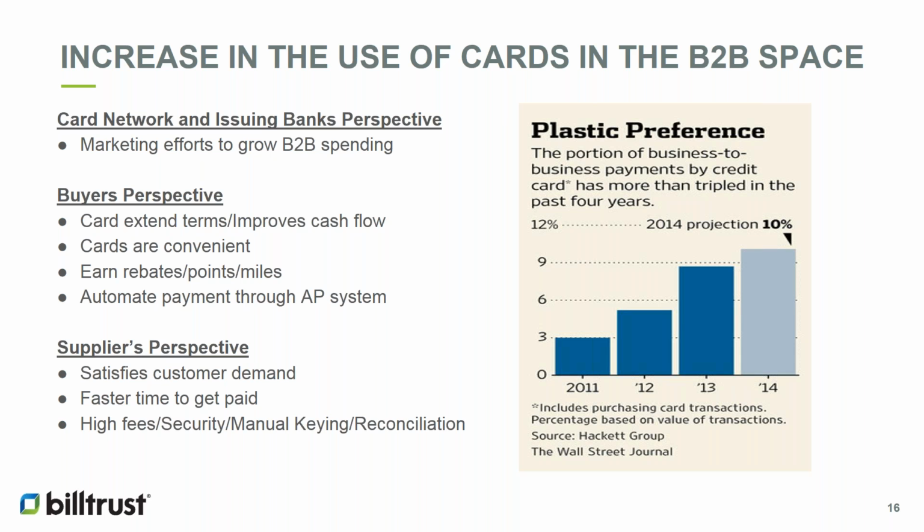So using credit cards on the buyer side makes a lot of sense in that regard. Cards are also very convenient for a lot of these AP departments too, right? A lot of these commercial card programs now provide the AP departments with a ton of controls, right?